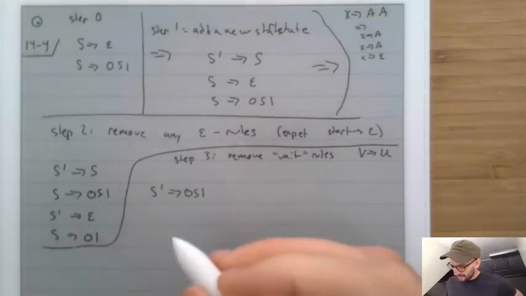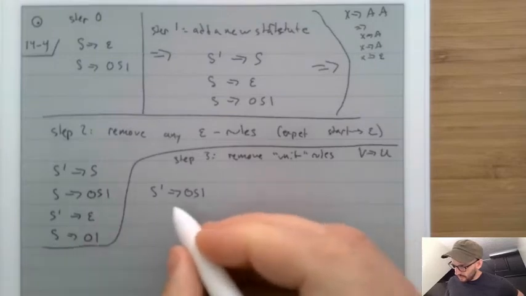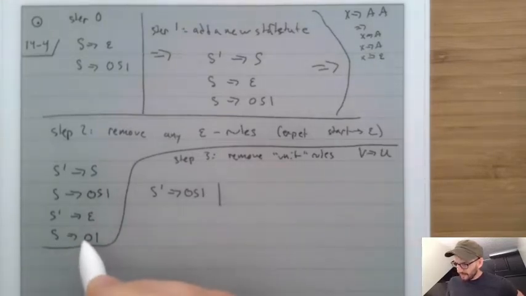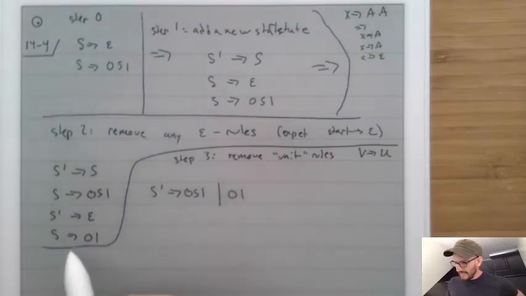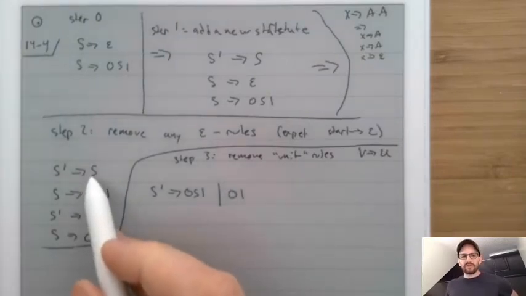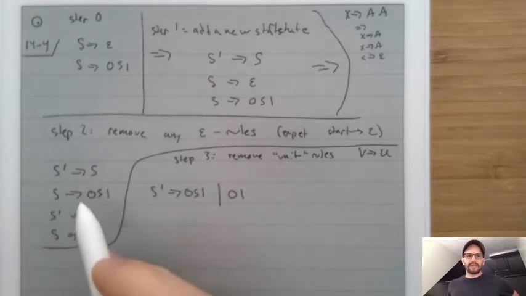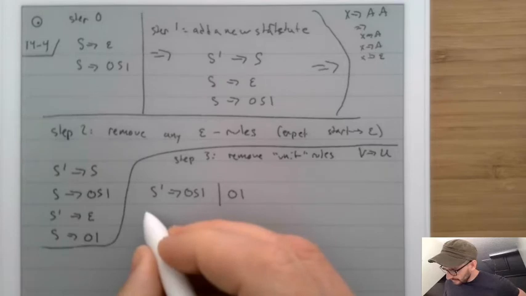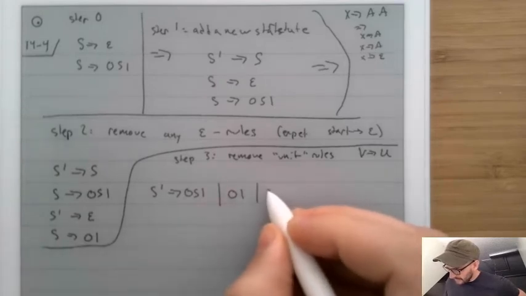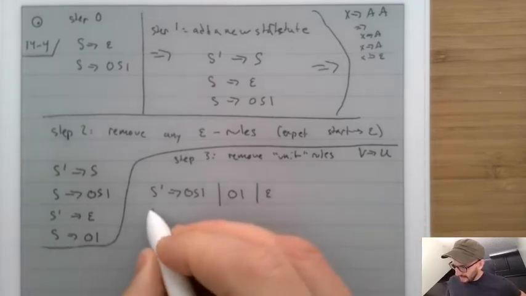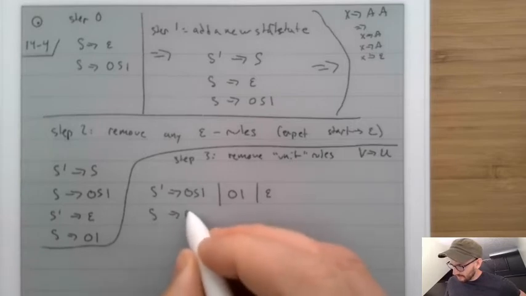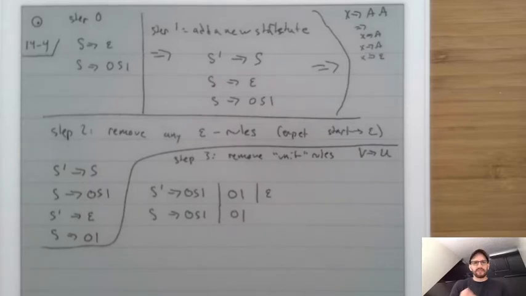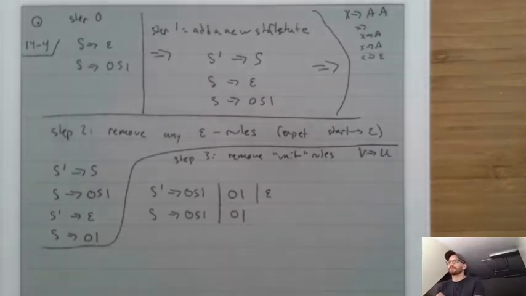We then also copy, and I'll do this as an or, the 0 1, because that's something that S could be. So now we've removed this unit rule, and what we did is we just duplicated the things that were on the right-hand side of S. Now we still have that epsilon rule right there, and then we have S can go by itself to 0 S 1, 0 1. Okay, so here are our rules so far.